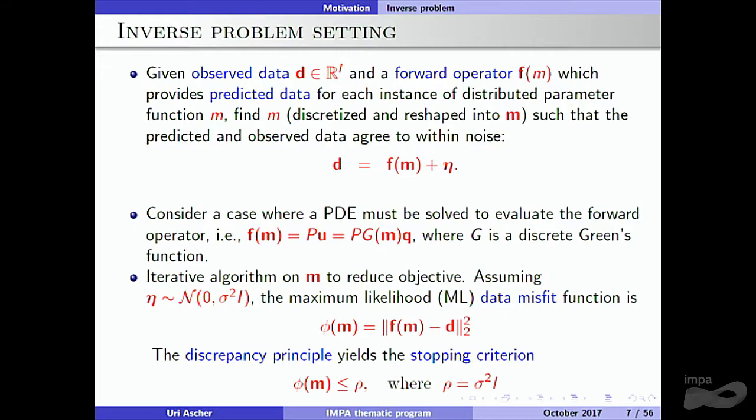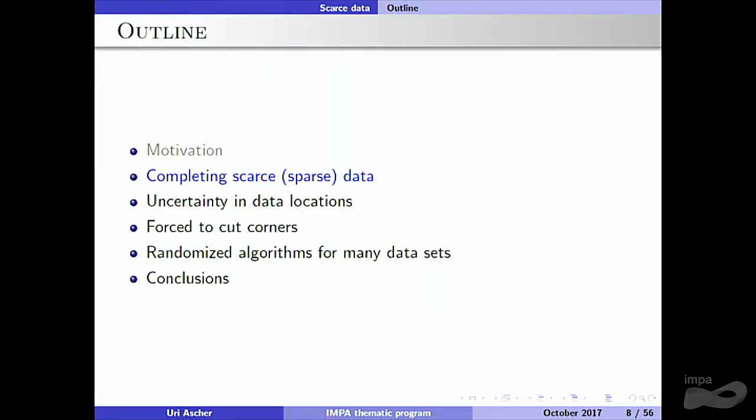If life were only as simple as this. But sometimes, well, always, in fact, life is more difficult than this. And so let's look first at just completing scarce data. I call this scarce because everybody uses the word sparse. Sparse matrix, sparse solution, now it's going to be sparse data. So let's call this scarce to be different.